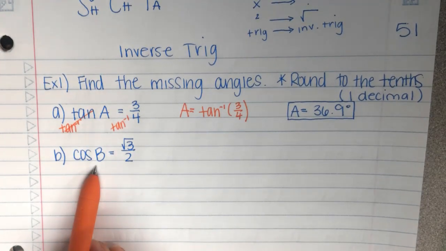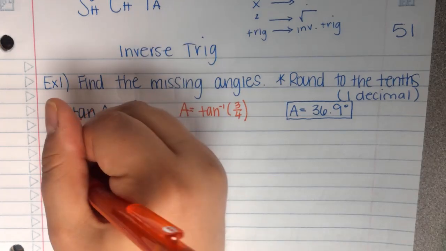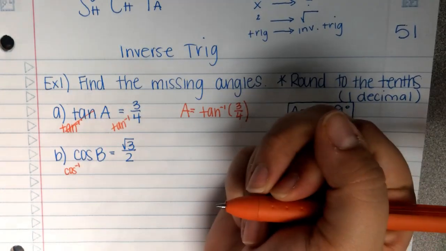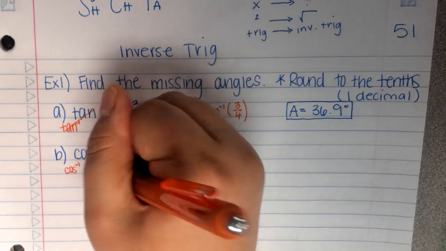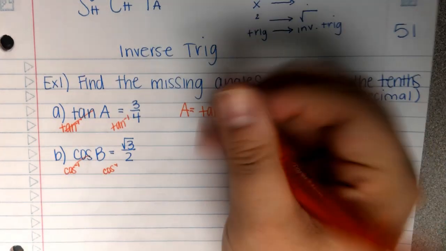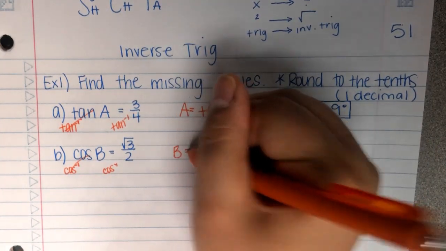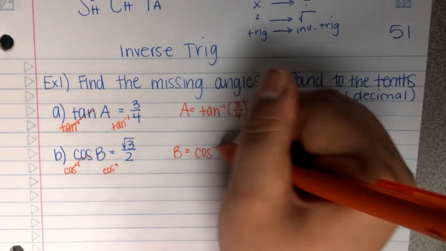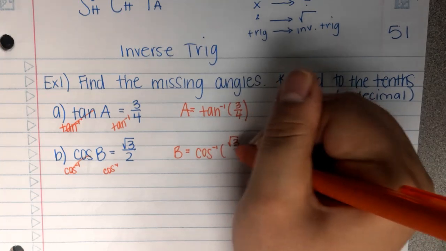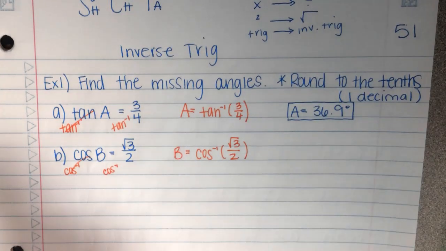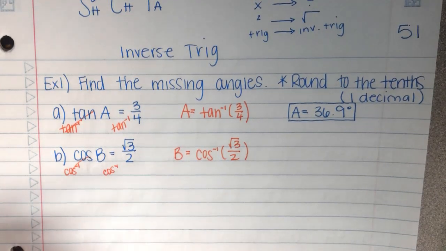All right, how do I get B by itself? Cosine inverse. And what you do to one side, you do to the other. Now, be careful. Remember what I said yesterday about the calculator? It is only as smart as the person using it. That was beautiful. So be careful when you're typing things in.